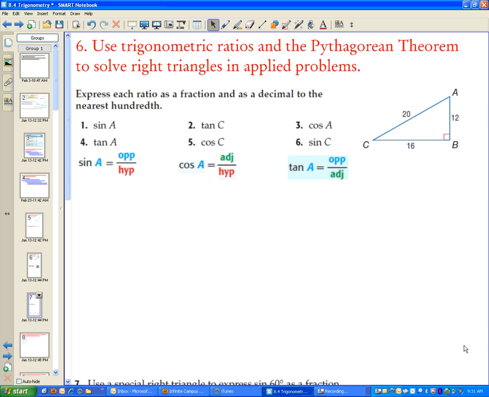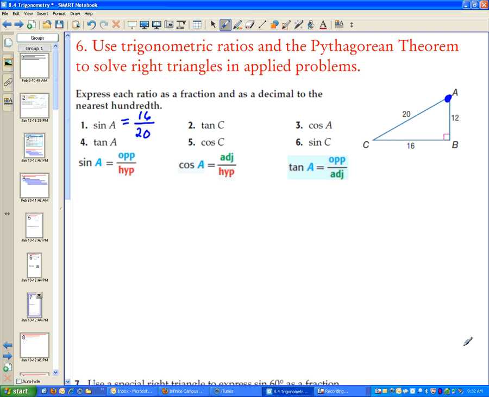So for number one, we want the sine of A. So I look at my triangle over here. There's point A. Sine of A equals opposite over hypotenuse. So which of those numbers, the 20, the 16, or the 12, is the length of the opposite leg? And what's the hypotenuse? 20. Now, if you want to reduce that, you can. I don't care if you do or not. Okay?